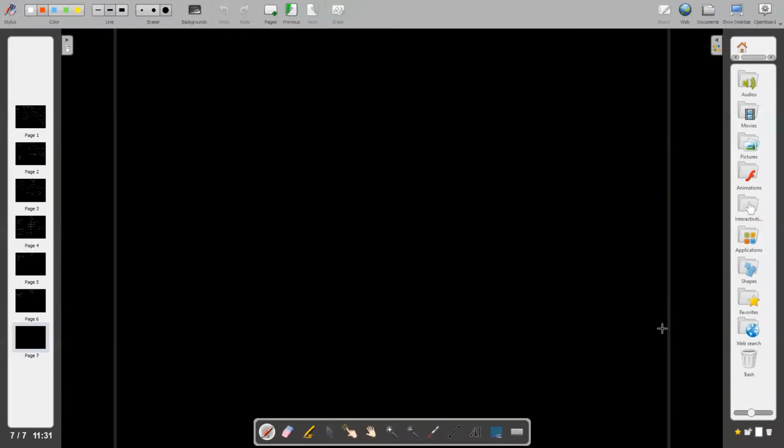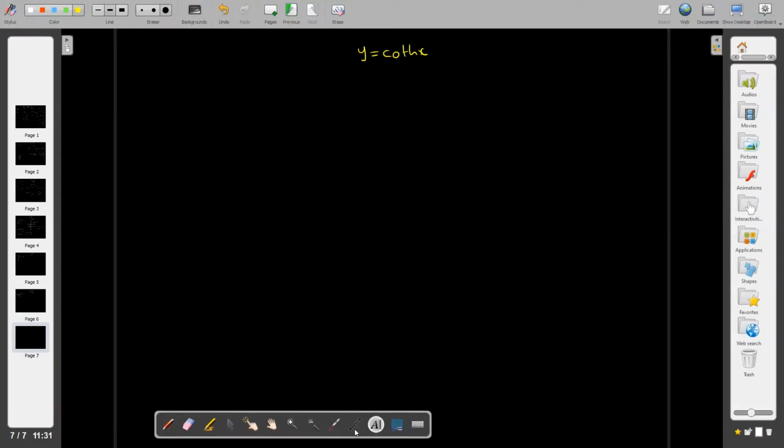Let's think about the last case then. The last case would be Coth. So suppose we were going to draw y equals Coth x. Every time we've got one of these, we should think about drawing the sketch of the one it's related to. Hopefully you'll remember that Coth is the same thing as 1 over hyperbolic tangent. So this is related to 1 over the hyperbolic tangent of x. So perhaps we should sketch that first.